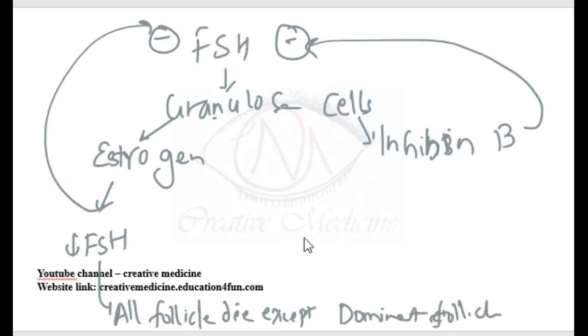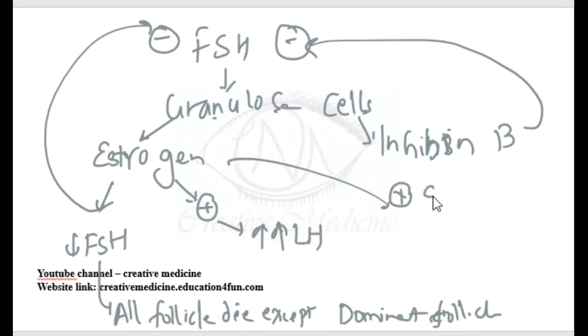Second, estrogen has positive feedback on luteinizing hormone, and thus estrogen increases the luteinizing hormone. Estrogen also proliferates the uterine endometrium. Because it proliferates the uterine endometrium, we should never give estrogen alone to a female with an intact uterus, because estrogen can cause endometrial cancer and endometrial hyperplasia.